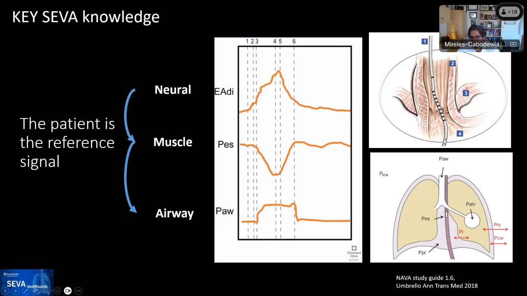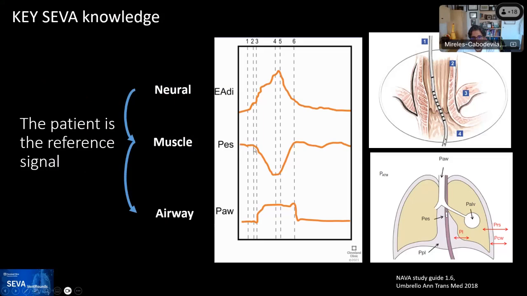That's where it lays. And then when you do an esophageal pressure as a surrogate of pleural pressure, there's a catheter with a balloon that is placed on the esophagus and in close proximity to the pleura, and it transmits the changes in pleural pressure.